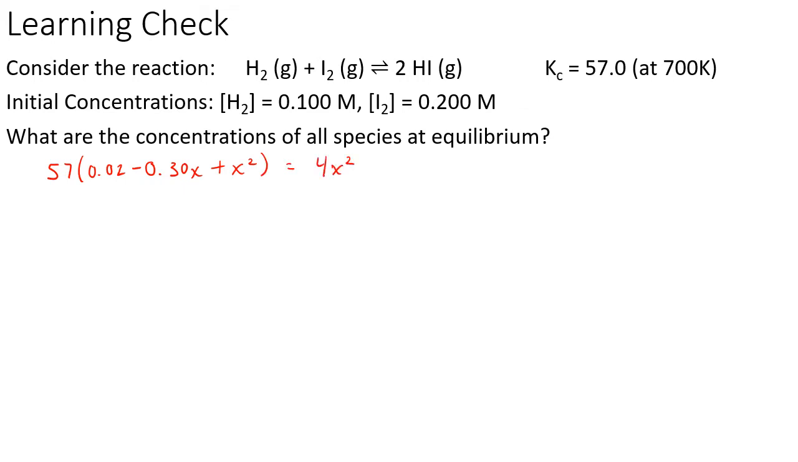We can distribute the 57 term through to everything here, and so that will give us 57 times 0.02, which is 1.14, 57 times negative 0.3x, which comes out to negative 17.1x. And then 57 times x squared is just plus 57x squared. That's all equal to 4x squared. And so in order to use the quadratic equation to solve this, we need to put it into what's called standard form.